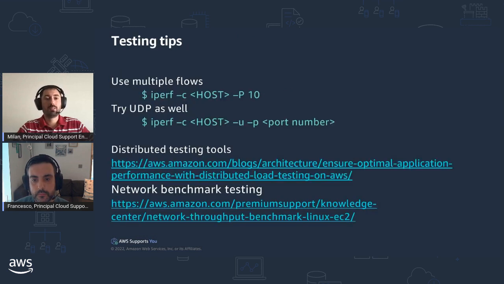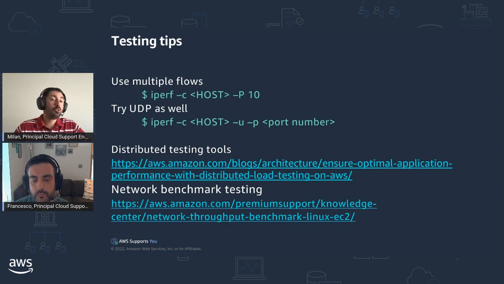And some testing tips, as Francesco mentioned earlier: there are inherent limitations on a single flow, which is 5 gigabits per second for a given five-tuple. So when we talk to our customers, we always say, we need to use multiple flows in order to saturate the bandwidth to the maximum, because a single flow, we know, is going to be limited to 5 gigabits per second. It's going to be 10 gigabits per second for a placement group, but that's it. We know those things, and that's why we say, hey, let's always try with multiple flows.